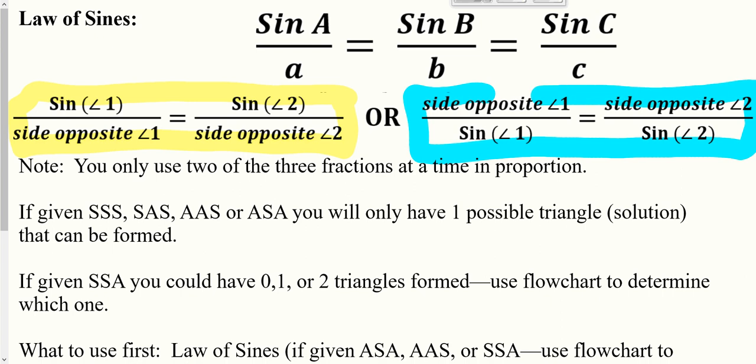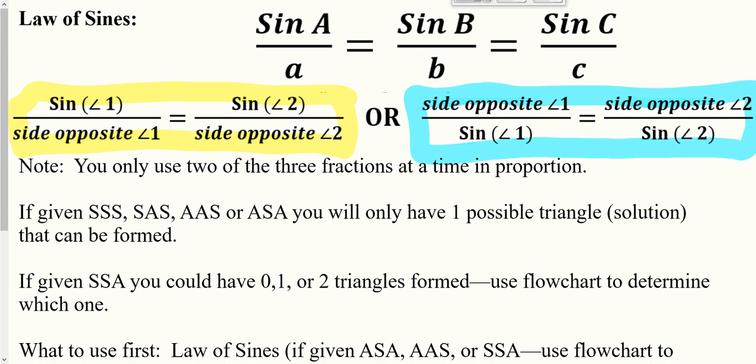Now, for me, and it's only me, I like to have whatever it is I'm looking for on the top. So if I was looking for an angle, I go sine of that angle, put that on top like I have in yellow, over its opposite side, equals sine of the angle over its opposite side. If I was looking for a side, I would use what's highlighted in blue and put my unknown side on top, over my opposite side equals the sine of my angle over its opposite side.